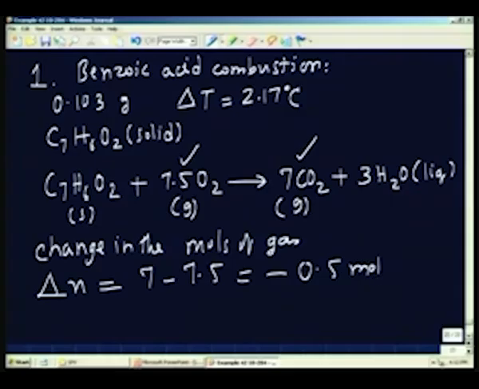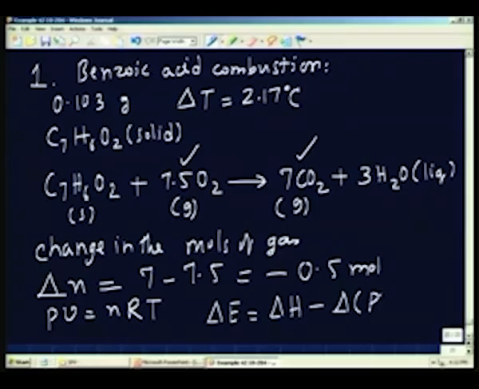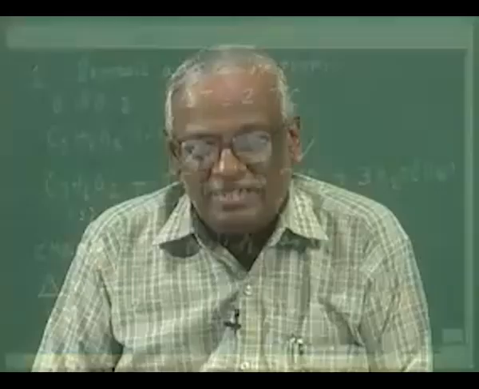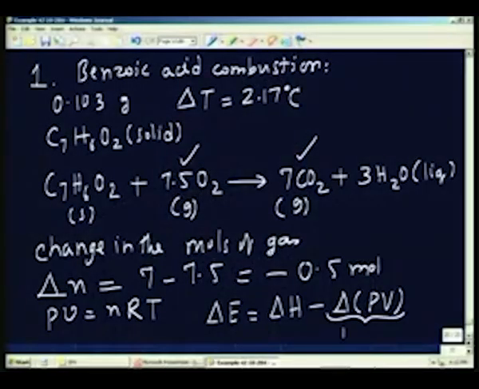So, we can say that if you remember, PV is equal to nRT, that is the equation of state, and we also know that delta E is equal to delta H minus delta of PV. Everything else remains constant. R is constant, temperature remains constant. Only n is changing. Therefore, this minus delta PV is nothing but PV multiplied by delta n, and PV is nothing but RT. Therefore, this will be delta n times RT.